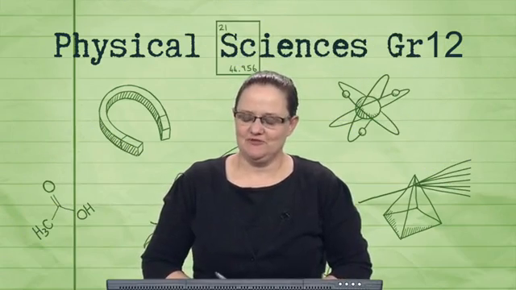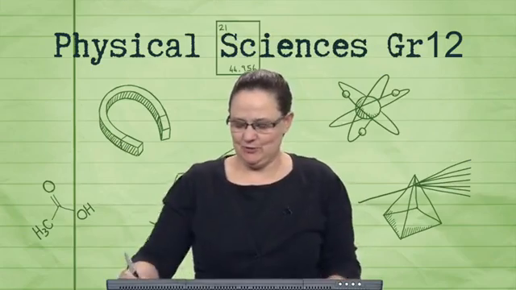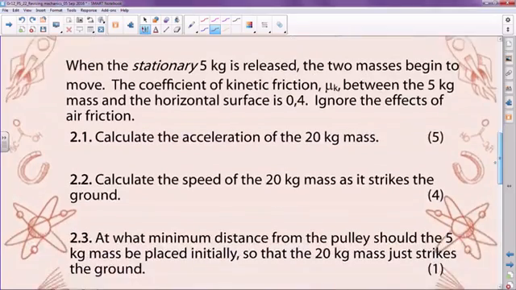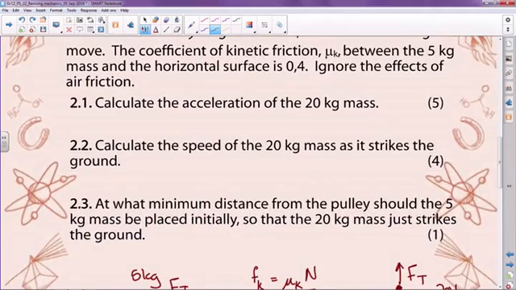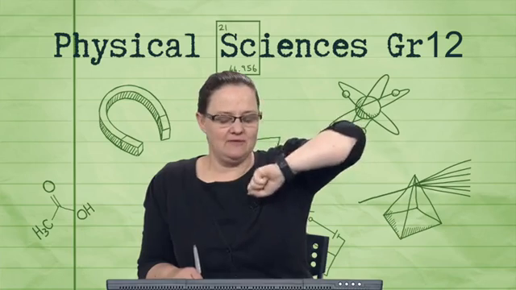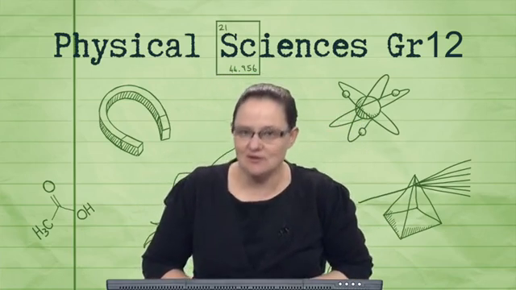Okay, so grade 12s. We know the acceleration. We're coming back to the question. Now I've got two more questions, and I'm going to ask you to do both of these together. It says, calculate the speed of the 20 kilogram mass as it strikes the ground. Now remember, they were initially stationary. And at what minimum distance from the pulley should the 5 kilogram be placed initially? So the 20 kilogram mass just strikes the ground. I want the speed as it strikes the ground and how far the 5 kilogram must be from the pulley. So you've got two questions, and I'm giving you 2 minutes, and those 2 minutes start now.